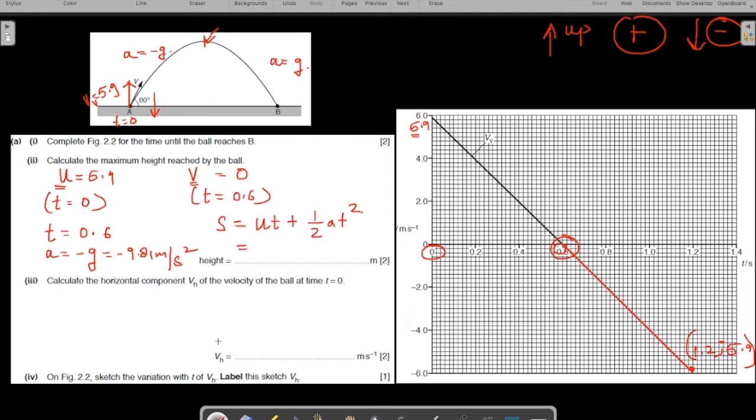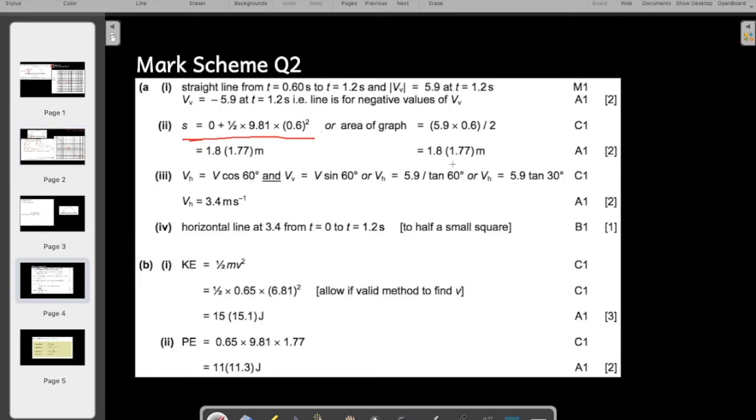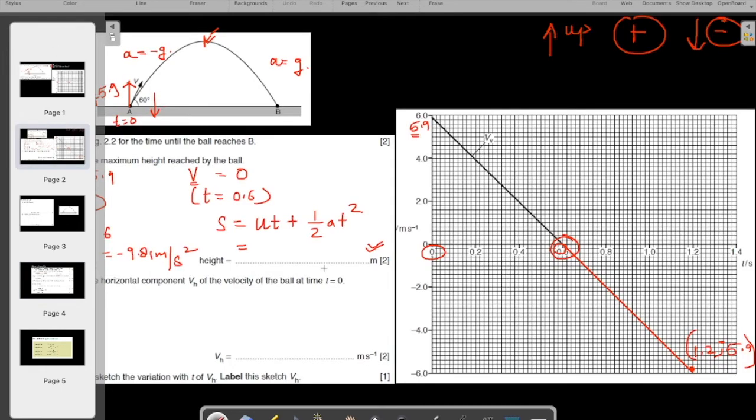Substitute the values and you should be able to get your value of the height reached. So what is the answer here? It's 1.77 meters or 1.8 meters.